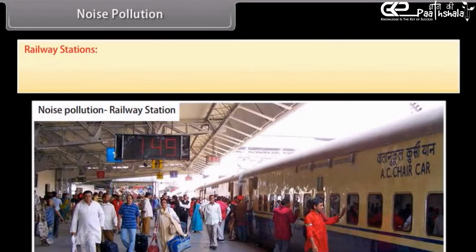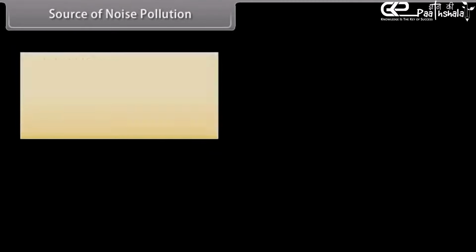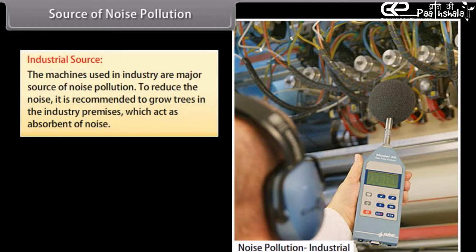Railway stations. The engine of a train is an important source of noise pollution. The shunting and switching operation of trains increases the level of noise pollution. Industrial source. The machines used in industry are a major source of noise pollution. To reduce the noise, it is recommended to grow trees in the industry premises, which act as absorbents of noise.